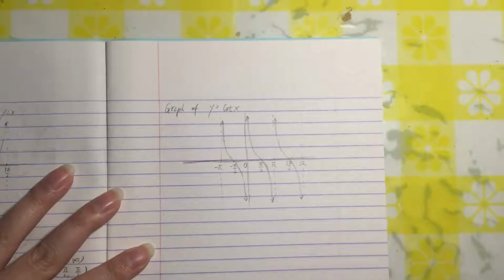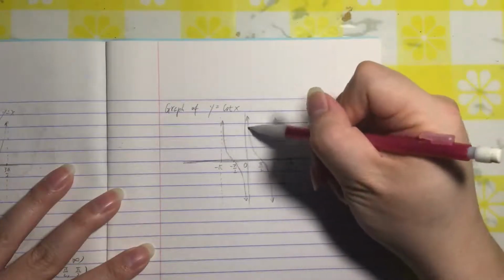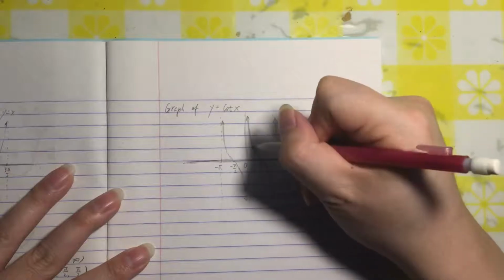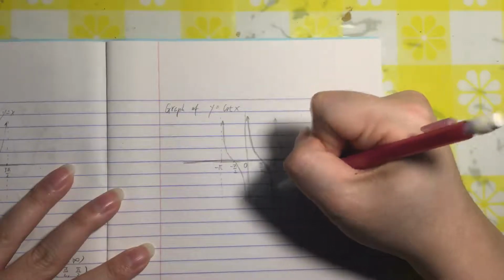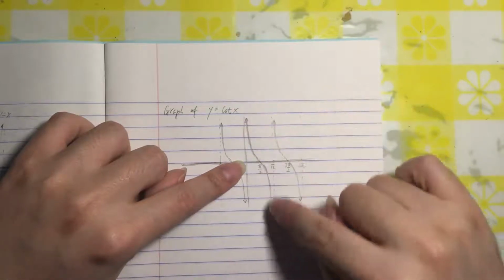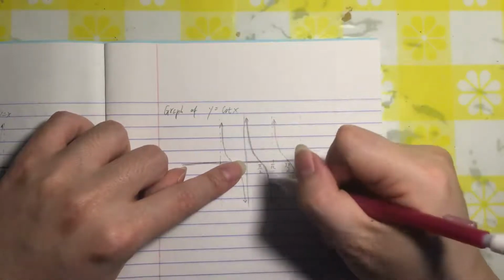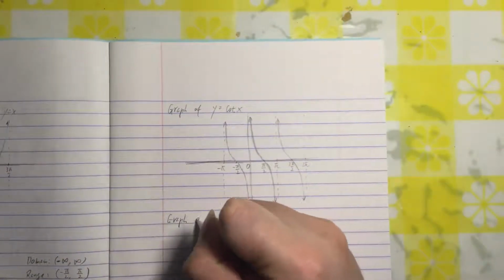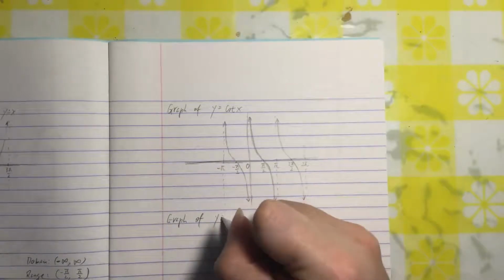For the inverse function, we'll only take this piece, the piece in the first period. Next, let me show you the graph of inverse cotangent.